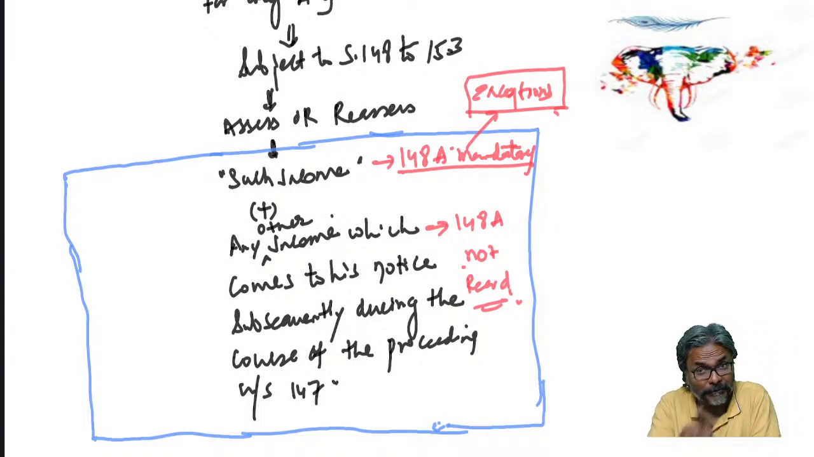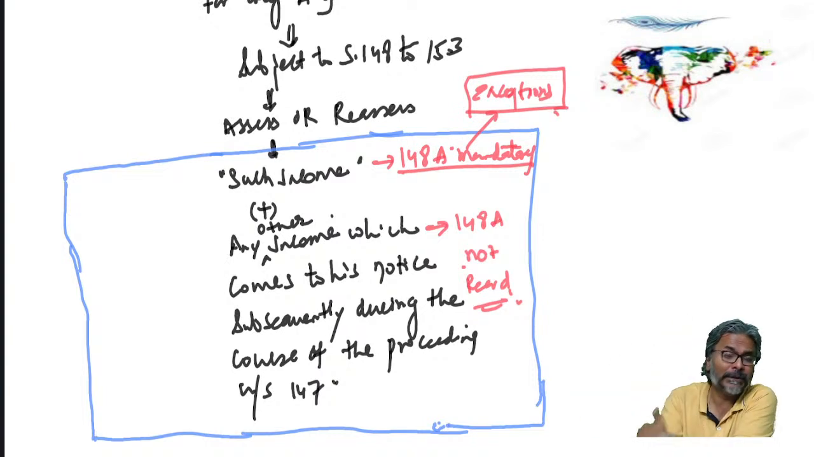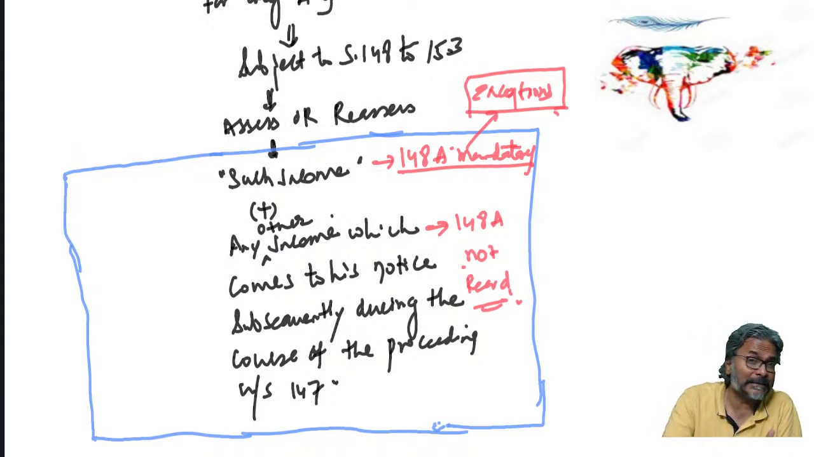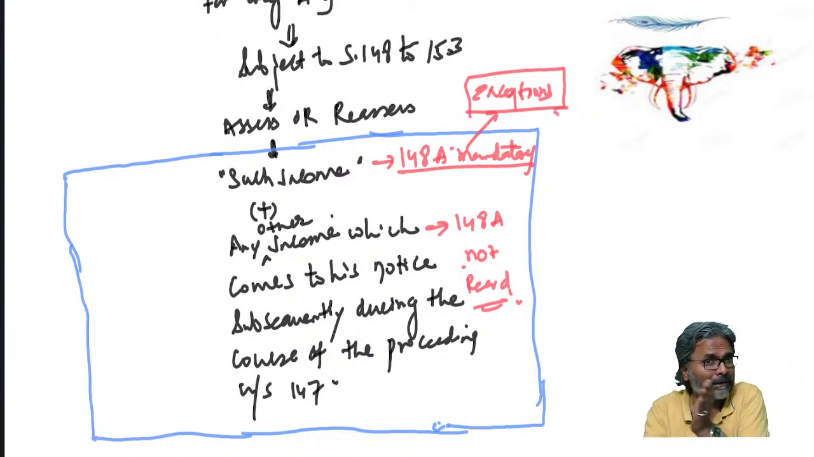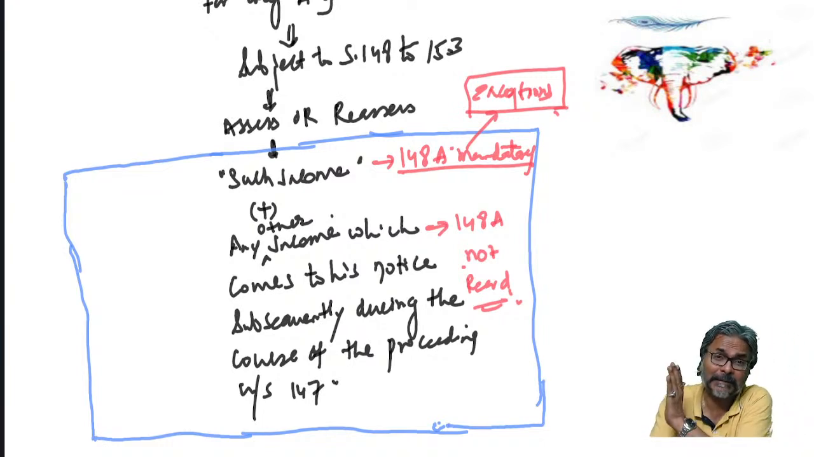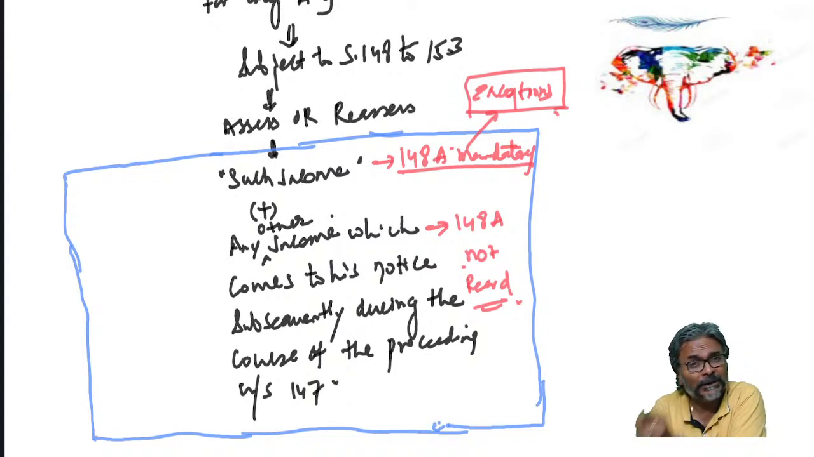But before he acts upon the material that he has gathered and issues the notice under 147, he needs to first give the assessee an opportunity of being heard, that look, I have done the inquiry, I have got some materials with me, and I think this is a fit case for me to initiate 147.